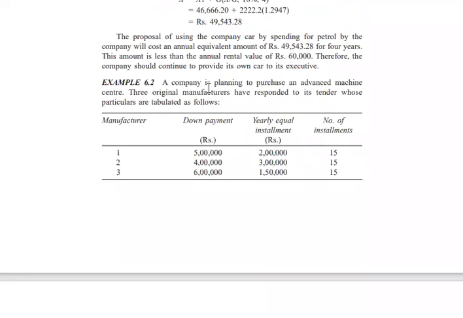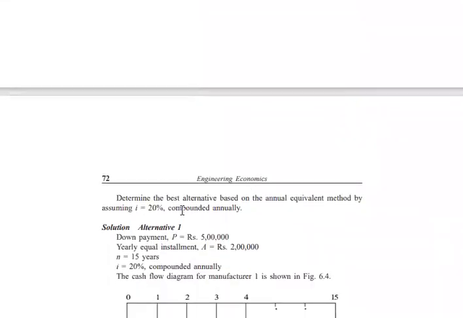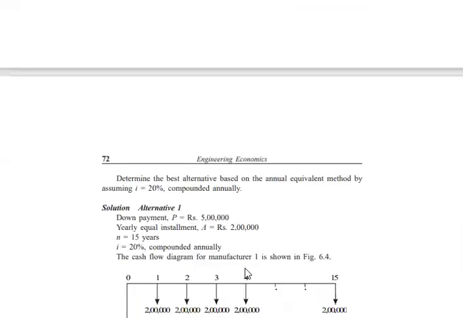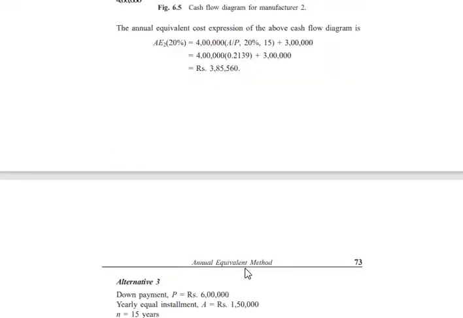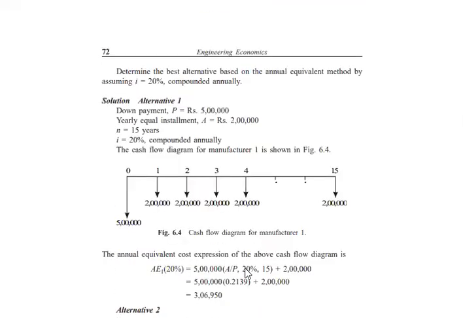So the next problem is: a company is planning to purchase a machine center. The original manufacturers have responded to its tender, whose particulars are tabulated. So here they have given manufacturers 1 to 3 with down payments, yearly installments and number of installments. Here we need to determine the best alternative based on the annual equivalent method, assuming I as 20 percentage compounded annually. So here they have given 3 alternatives. Okay, so I'll tell you how to calculate the alternatives.